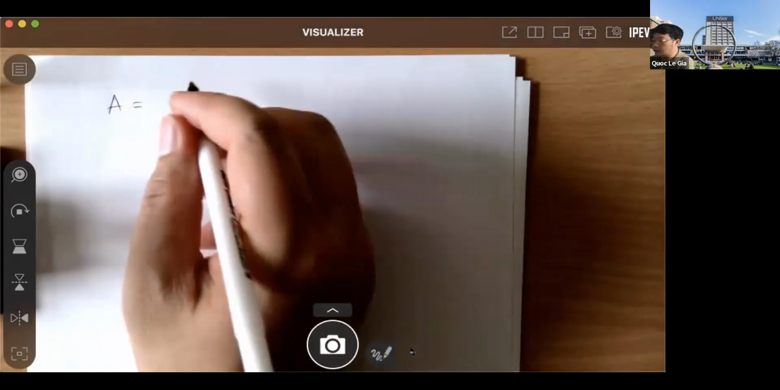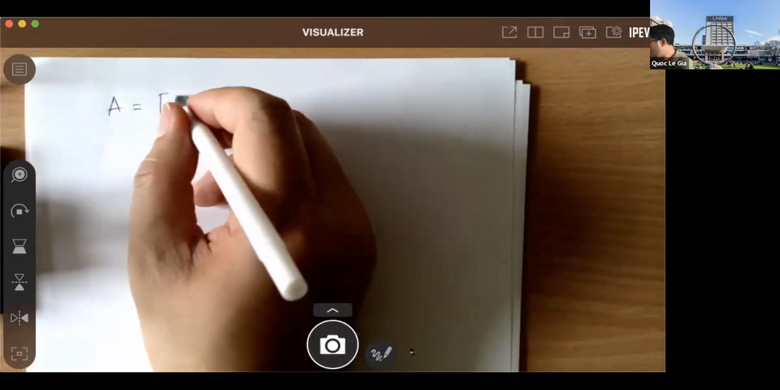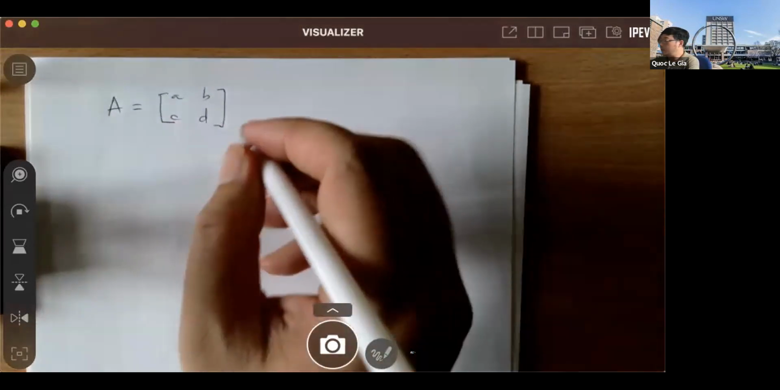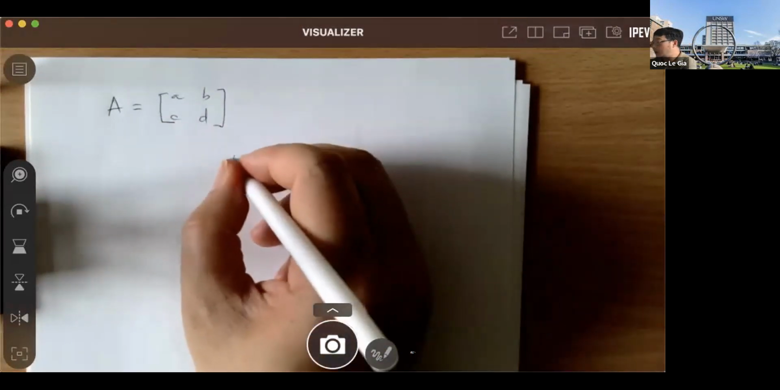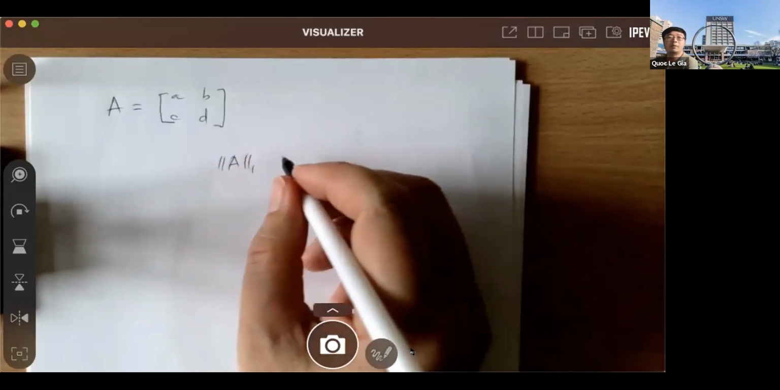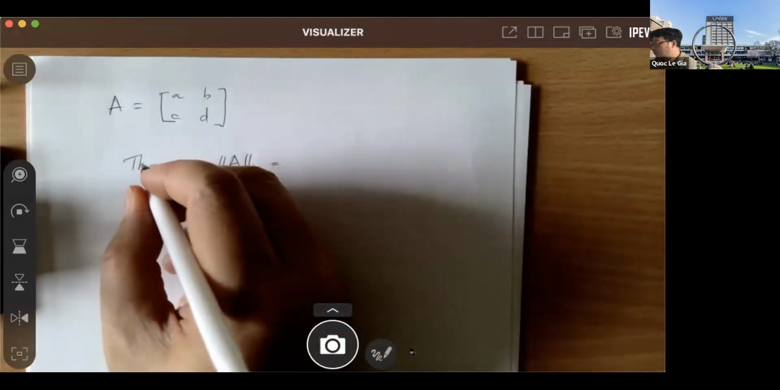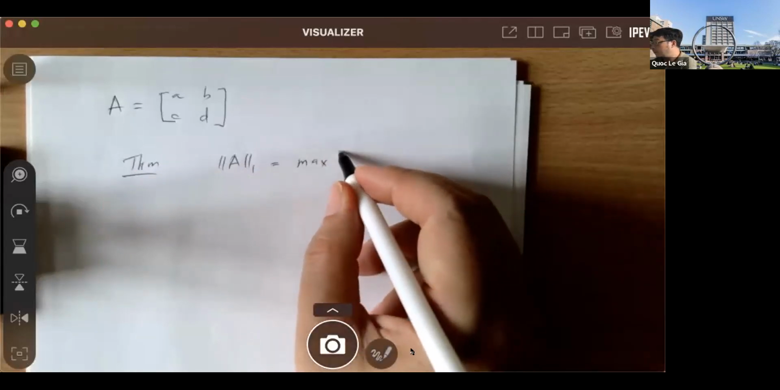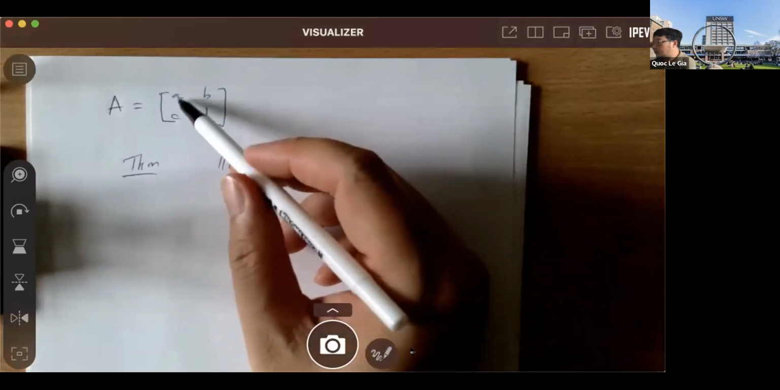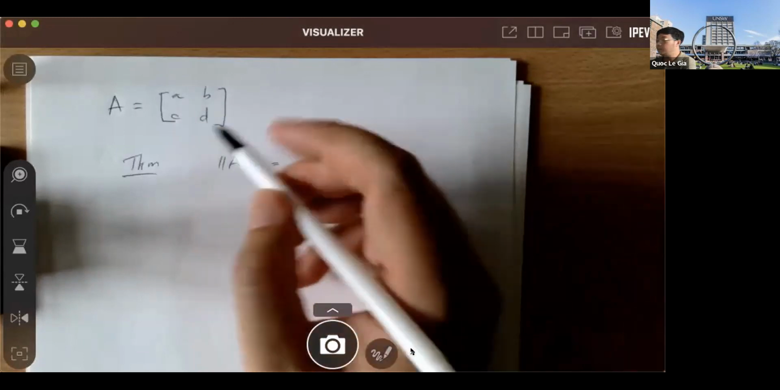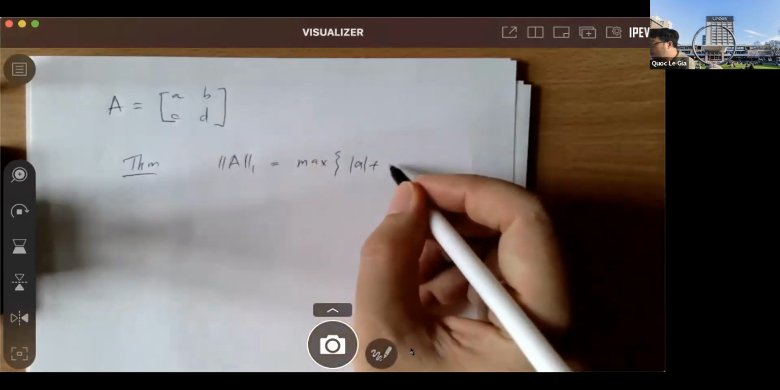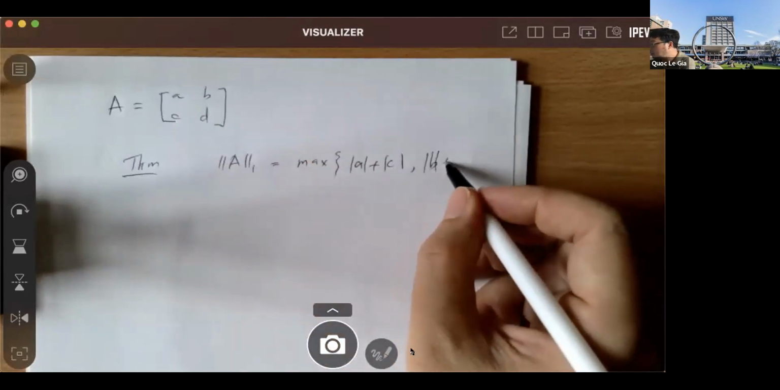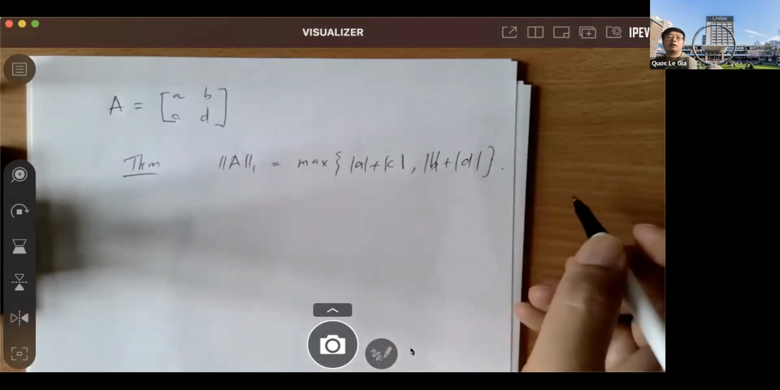I have a 2 by 2 matrix like this: A, B, C, D. Okay, so my claim is the one norm of the matrix A just equals the max of, so just take the absolute value of the columns: A plus C, and B plus D. Okay, so that is the theorem.